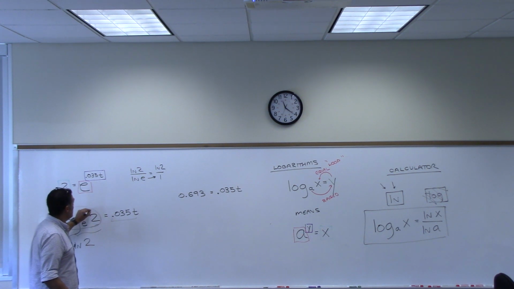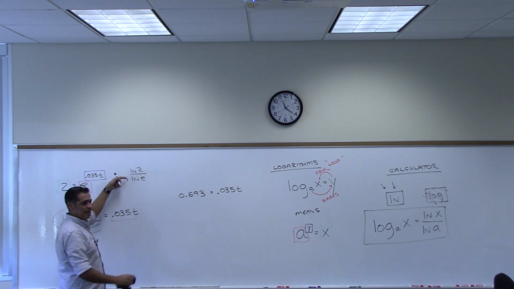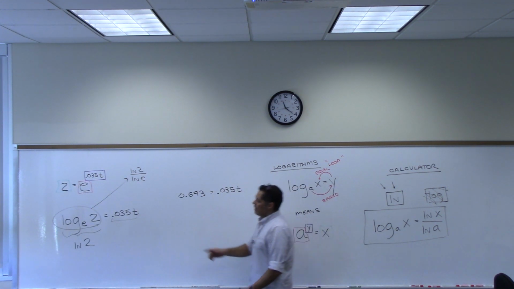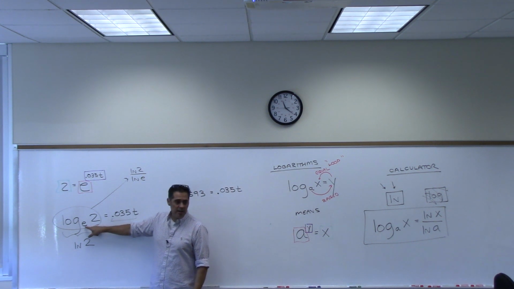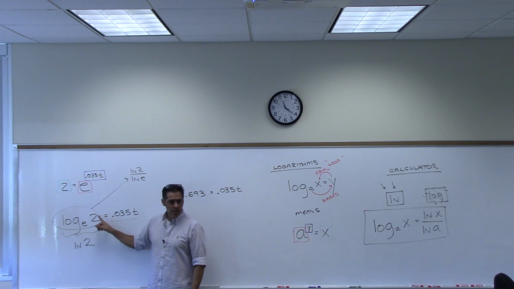So I'm telling you, you can either do it this way on your calculator, type it in like this, using that formula right there, or anytime you see an e down here, you can just ignore that formula and just turn it into the natural log of 2. Your choice.